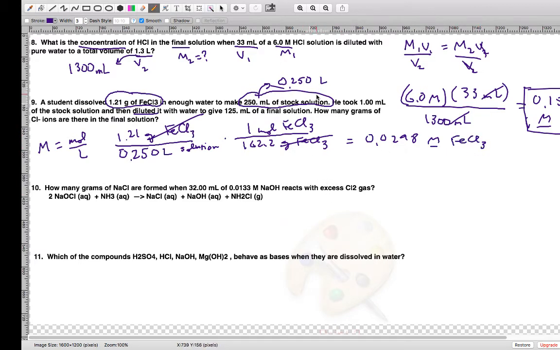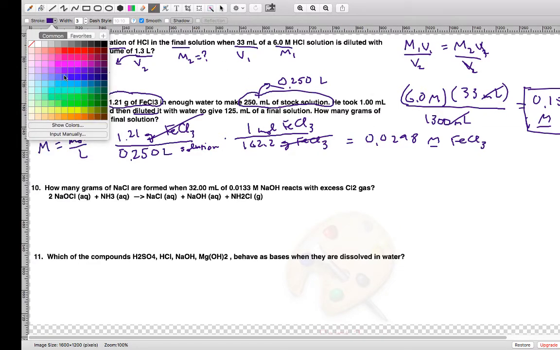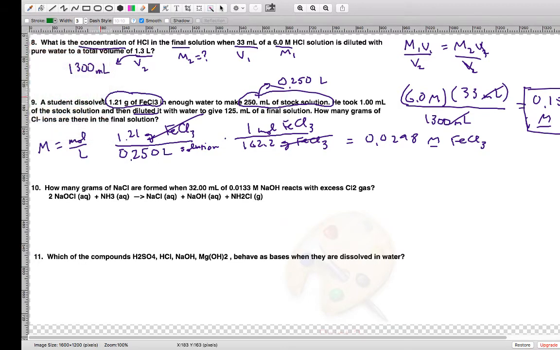No, because he took 1 milliliter, I'll do this in green, he took 1 milliliter of that and diluted it again. So he took 1 milliliter of this solution, so this is M1. The V1 is he took 1 milliliter of it, okay? And the M2 is what I want. And the V2, he diluted it with water to give this much of a final solution. So that's V2, 125 milliliters.